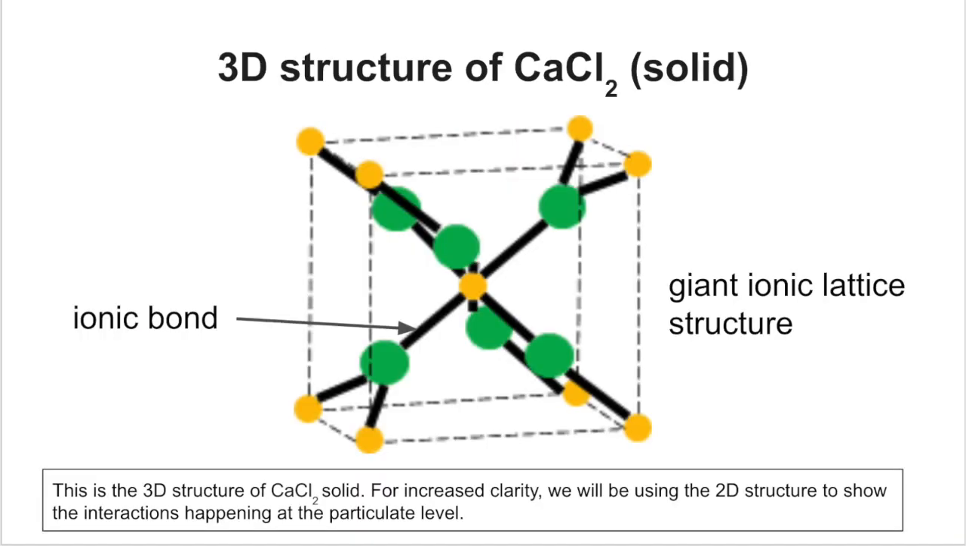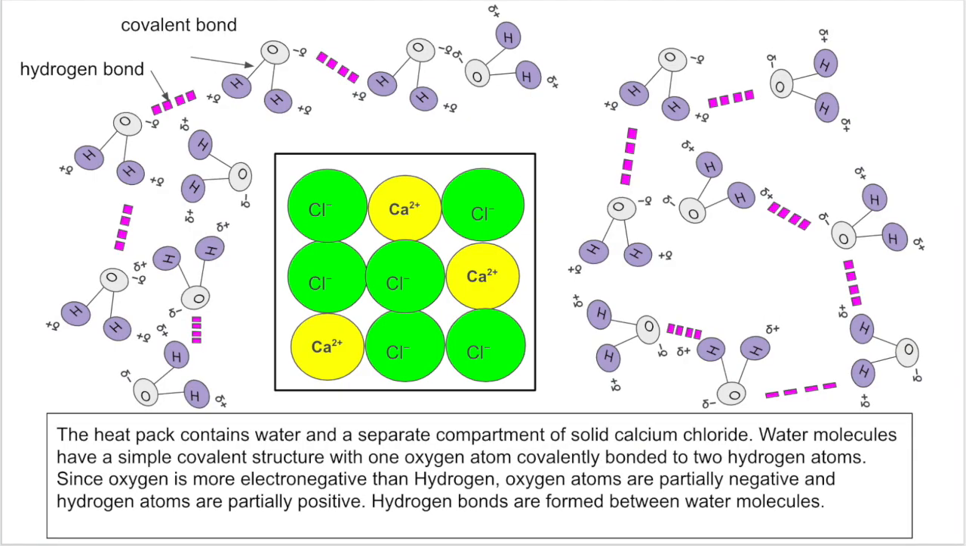This is the 3D structure of calcium chloride solid. For increased clarity, we'll be using the 2D structure to show the interactions happening at a particular level. A heat pack contains water and a separate compartment of solid calcium chloride.